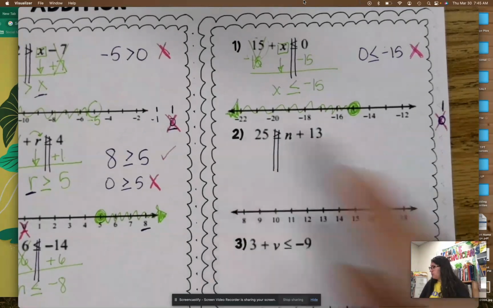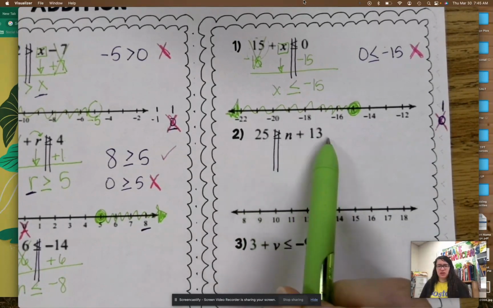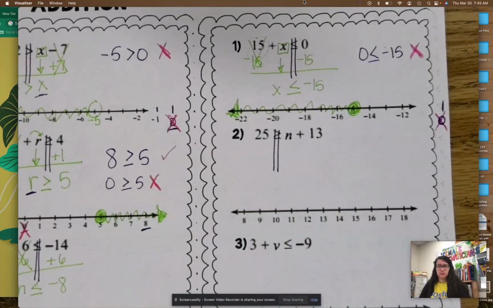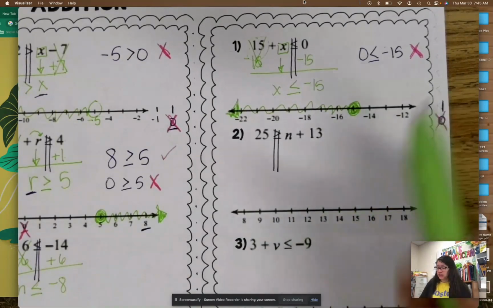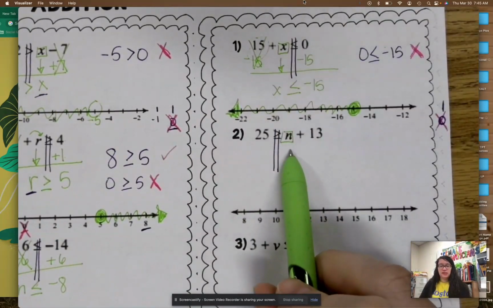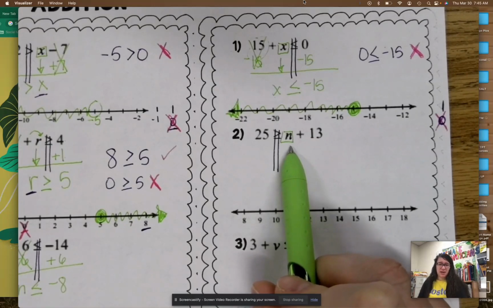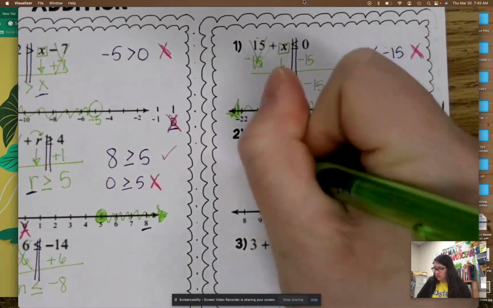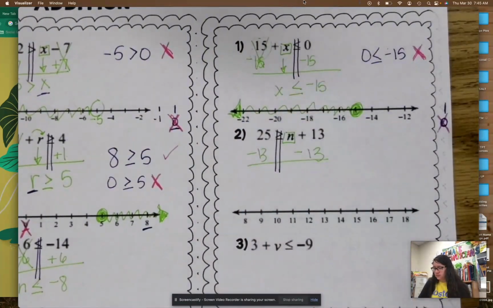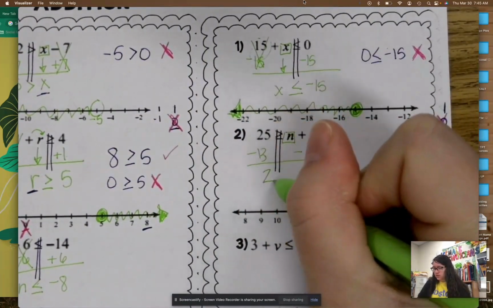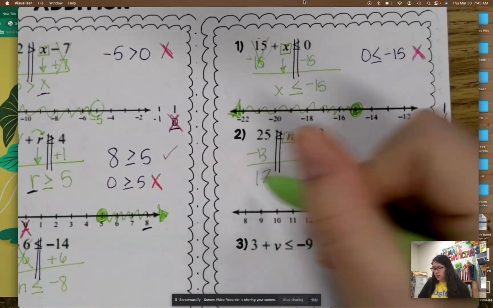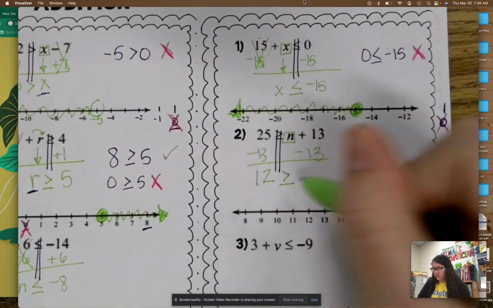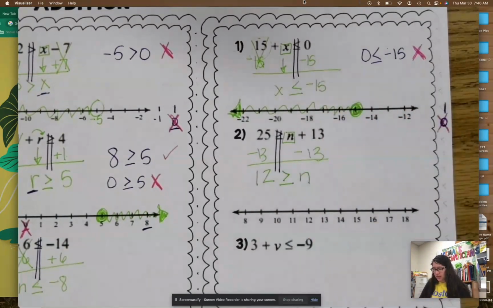All right. Number 2. Am I getting rid of the 25 or the 13? I'm getting rid of the 13. I want to keep my variable on the same side. I want to isolate it. I want to get it by itself. So to get n by itself, I got to get rid of a plus 13. How do I get rid of a plus 13? Minus 13. 25 minus 13 is 12. So I get 12 is greater than or equal to n.